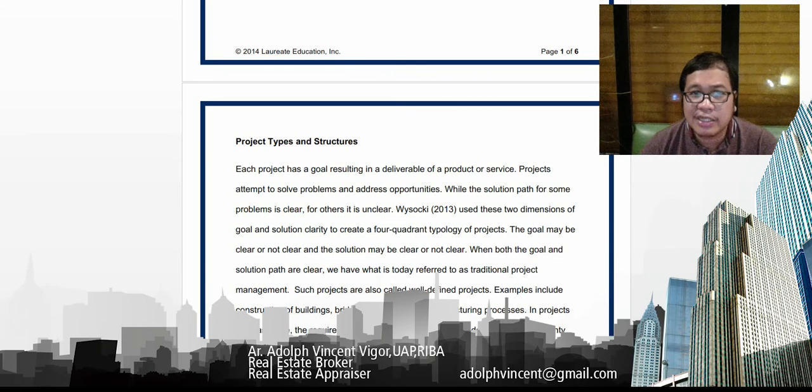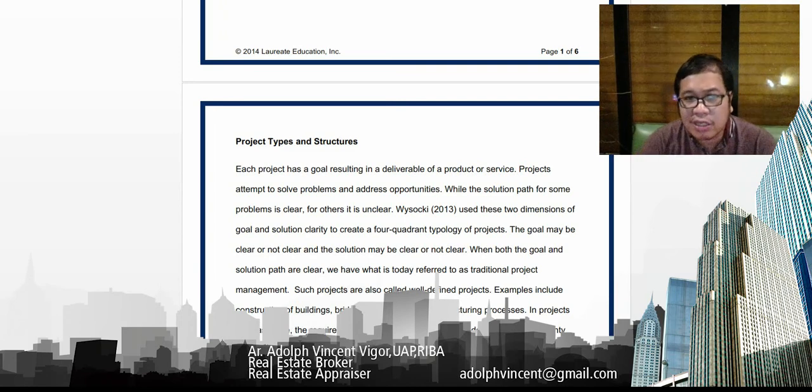Each project has a goal resulting in a deliverable of a product or service. Projects attempt to solve problems and address opportunities. When you're constructing a building, of course, you're going to solve problems and open opportunities as well. While the solution path for some problems is clear, for others it is unclear. Wysocki in 2013 used these two dimensions of goal and solution clarity to create a four-quadrant typology of projects. The goal may be clear or not clear, and the solution may be clear or not clear.